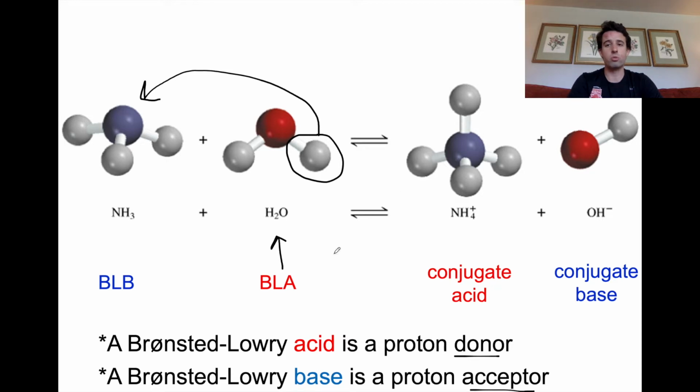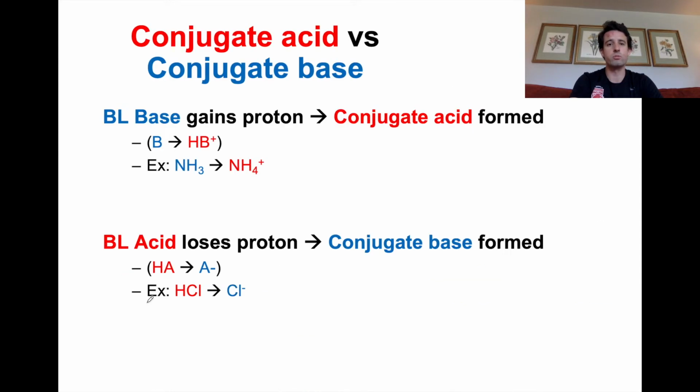Other examples are a little bit different, so let's go over a couple other ones. Oh, wait, here's some definitions. So here are some things I'd like you guys to write down. A Brønsted-Lowry base gains a proton. When it does that, after it's gained the proton, we now call the new thing a conjugate acid. So it's a Brønsted-Lowry base before it has the proton. It's a conjugate acid after it has the proton. I've abbreviated Brønsted-Lowry as BL.